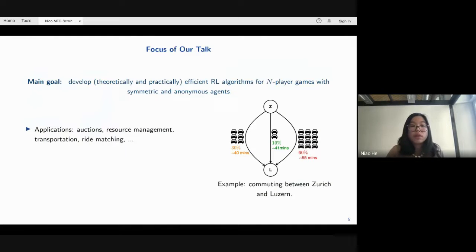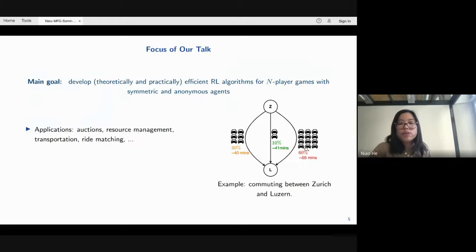So there are, of course, a lot of applications that can be framed into such type of games, right? We have already seen tons of applications that were discussed in this seminar series, like in auctions, in cloud resource management, in transportation, and so on and so forth. I'm not going to go into many of these details here. I'm sure you can watch the recordings of previous talks.